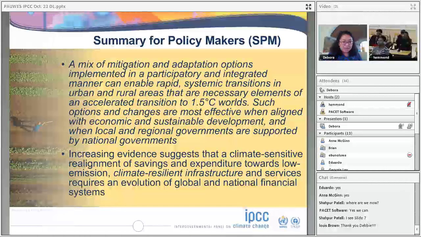Oh, increasing evidence. Okay, let me go back to that slide. Suggests that climate-sensitive realignment of savings and expenditure towards low emission, climate resilient infrastructure. It basically talks about that there needs to be more financing for low emission and climate resilient infrastructure, and that savings and expenditure need to be realigned towards these technologies. So it talks about how there needs to be an evolution of global and national financial systems.